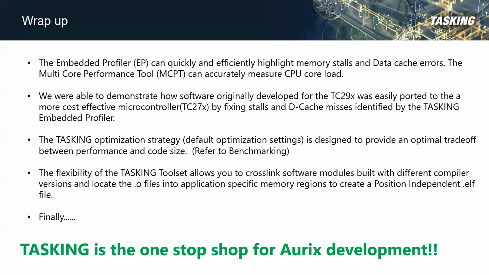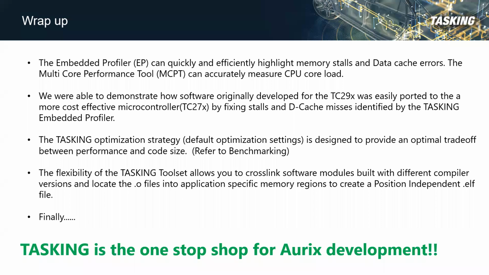So in this way, we fixed our stalls and identified the data cache misses, and we were able to successfully port the code from a higher variant of the AURIX microcontroller to a lower variant. And later we saw how you can select the tasking compiler optimization options and how you can change the compiler optimization option, in order to provide an optimal trade-off between performance and code size.